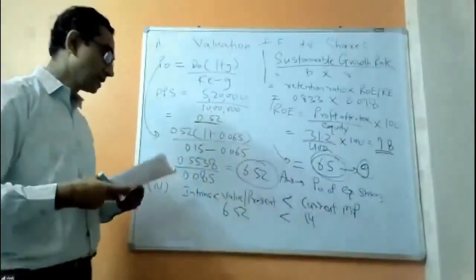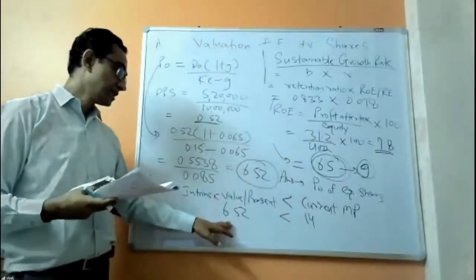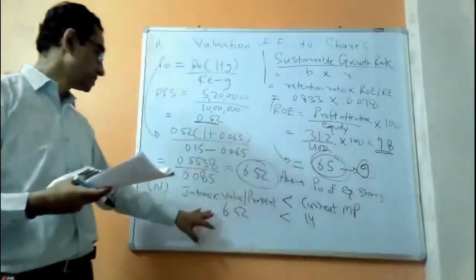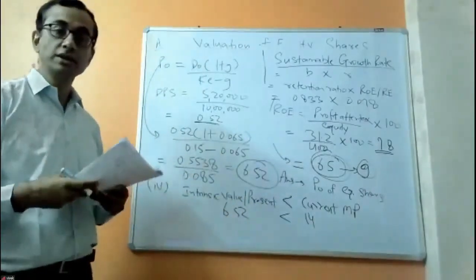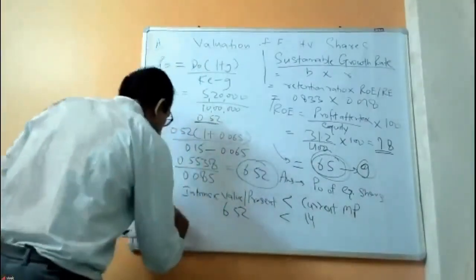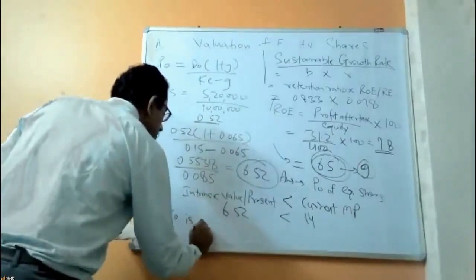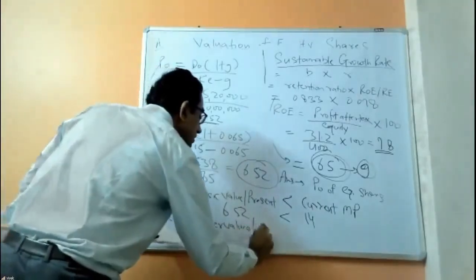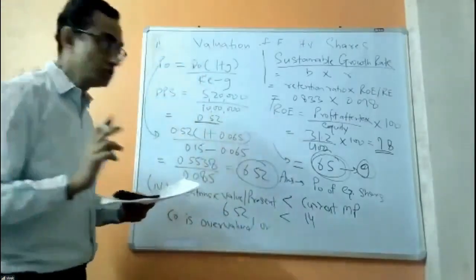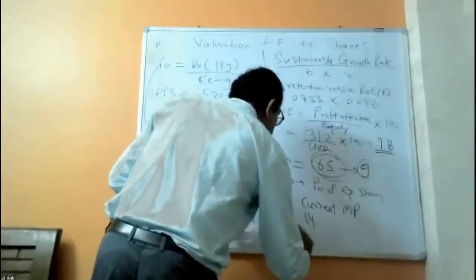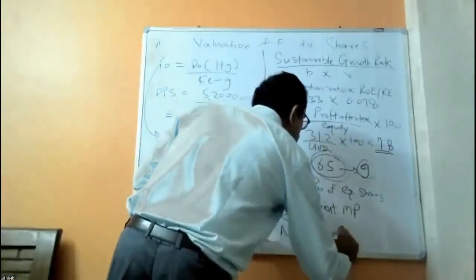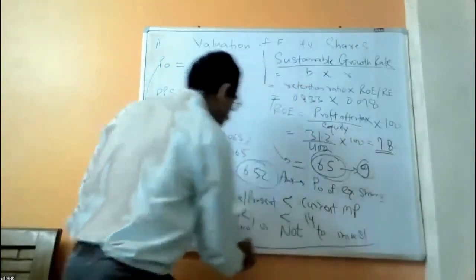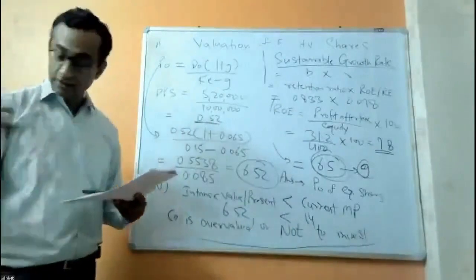So what will be your decision? If the intrinsic value is less than the current market price per share, or the current market price is greater than the intrinsic value, it means that the company is overvalued. The decision will be not to invest.